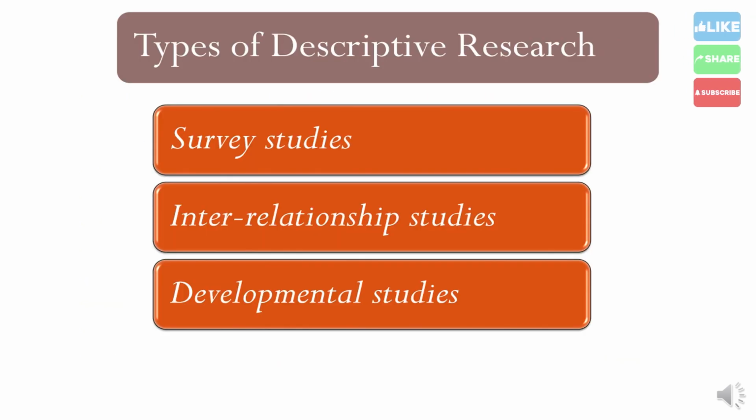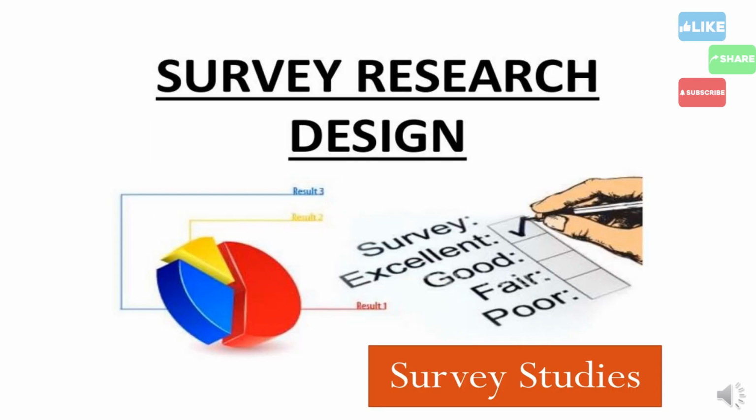Now, there are some types of descriptive research. The first is survey study, the second is interrelationship study, and the third is developmental studies. Now, what is survey research design? In this survey, there should be two types, like the Likert scale. In this, they find the answer, like is this good, excellent, fair, or poor.